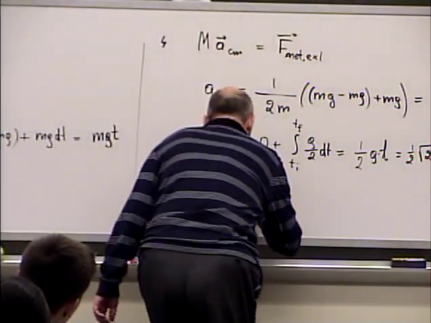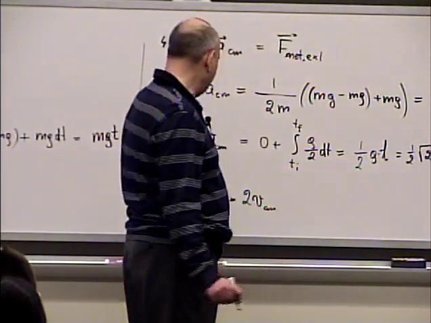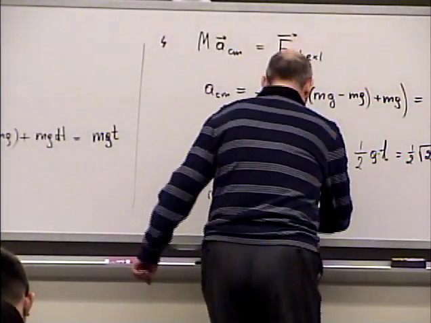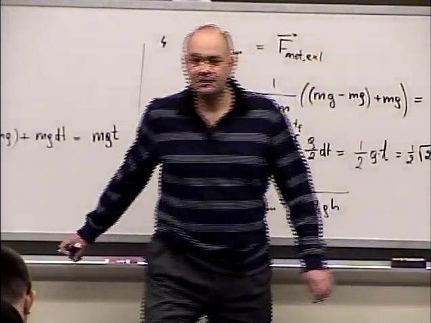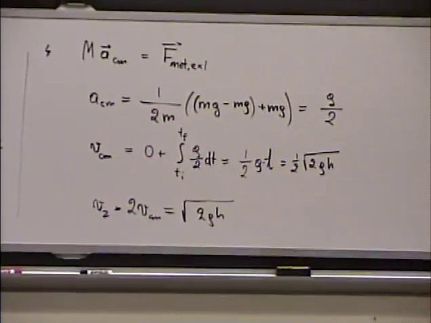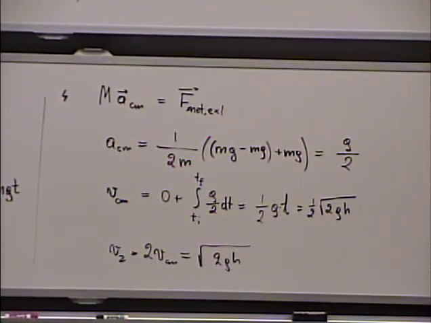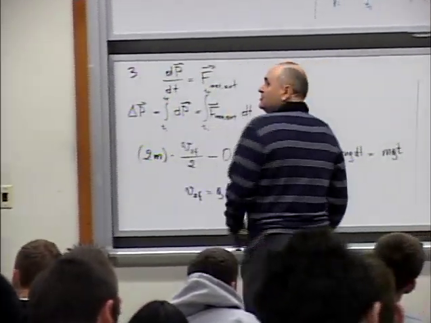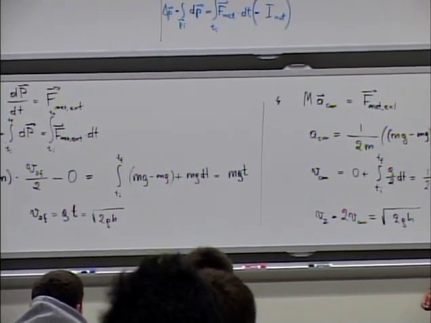Twice the speed of the center of mass. Well, so if I multiply 2 by this expression, I will get square root of 2gh. And now I'm happy. Right? Are you? Yeah. Good. Because it's a fourth solution and we still got the same answer. So this covers all versions of Newton's second law.